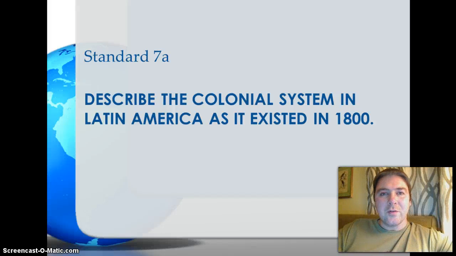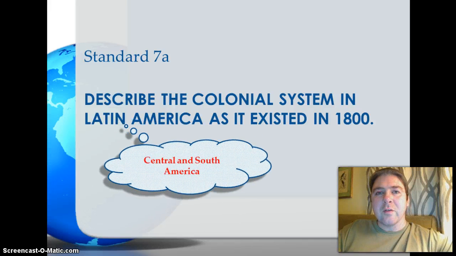Welcome to Standard 7A. The goal of this standard is to describe the colonial system in Latin America as it existed in 1800. In other words, if you come across a test question that asks you to describe what life was like in the Latin American colonies 200 years ago, these are the types of things that you'd want to include in your answer. Okay, when we're referring to Latin America, just so we're all clear, we're referring to the region of Central America and South America.